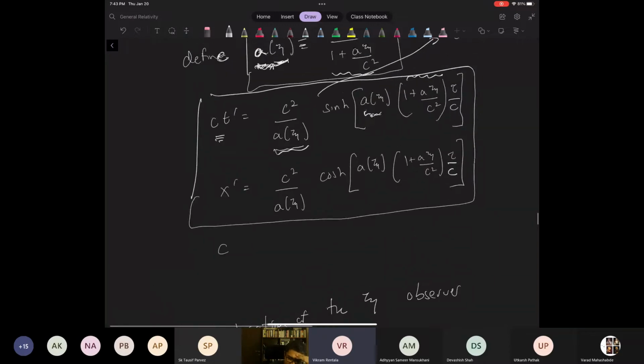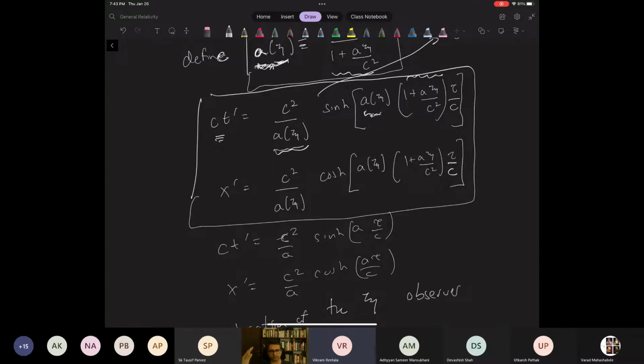Previously the equations that I had were C square by A times sine hyperbolic A tau by C, and x prime is C square by A cos A tau by C. Now tau, you can think of it as a parameter of the trajectory, but we saw that for this particular trajectory it was also something special. Tau actually was the proper time associated with that trajectory. Now we can define for each xi observer tau prime as 1 plus A xi over C square times tau.